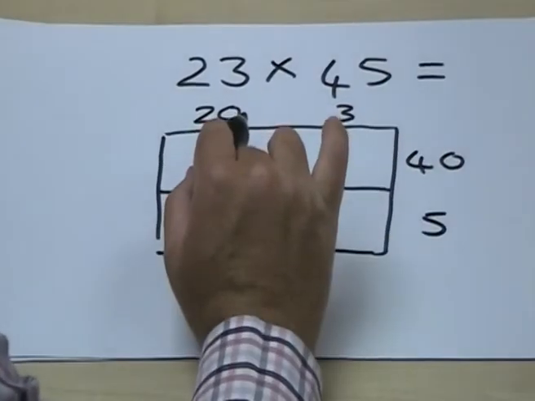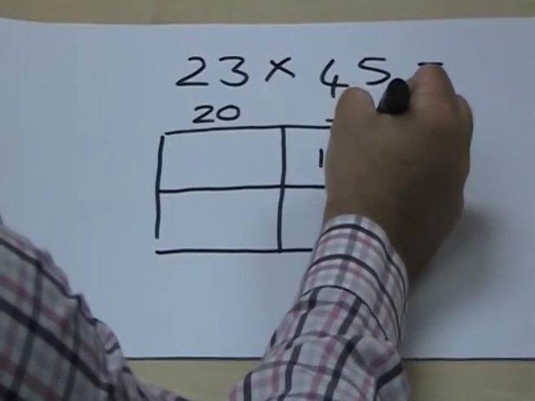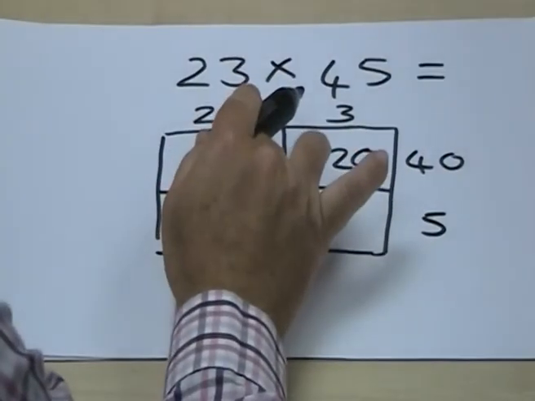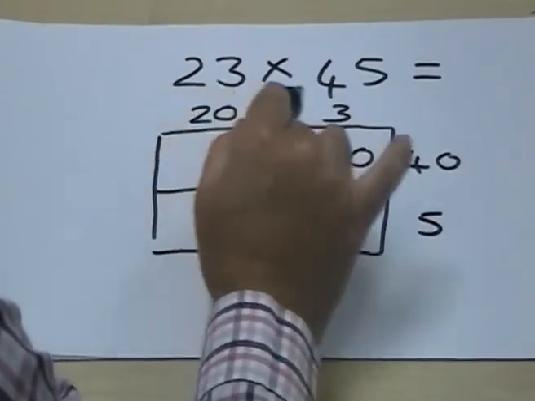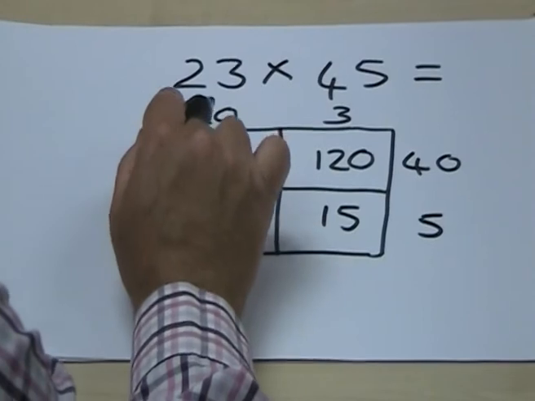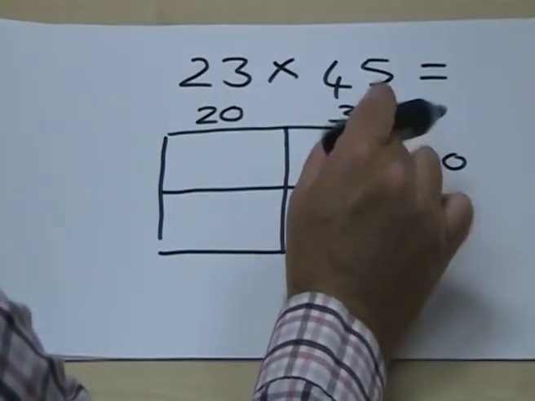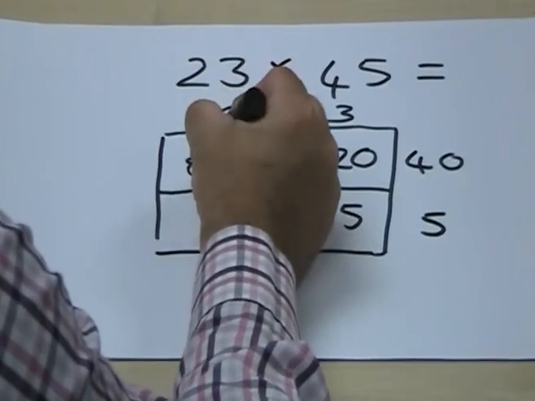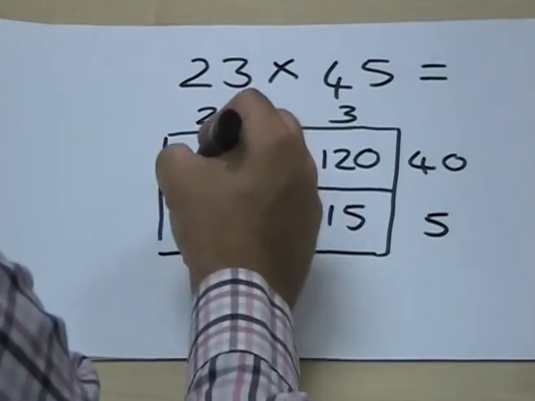3 times 40, or 3 times 4 is 12, times 10 is 120. 3 times 5 is 15. 4 times 20. Well, we're going to do 4 times 2 is 8, times 10 gives us 80, times 10 again gives us 800. Then finally 5 times 20, which is 100.